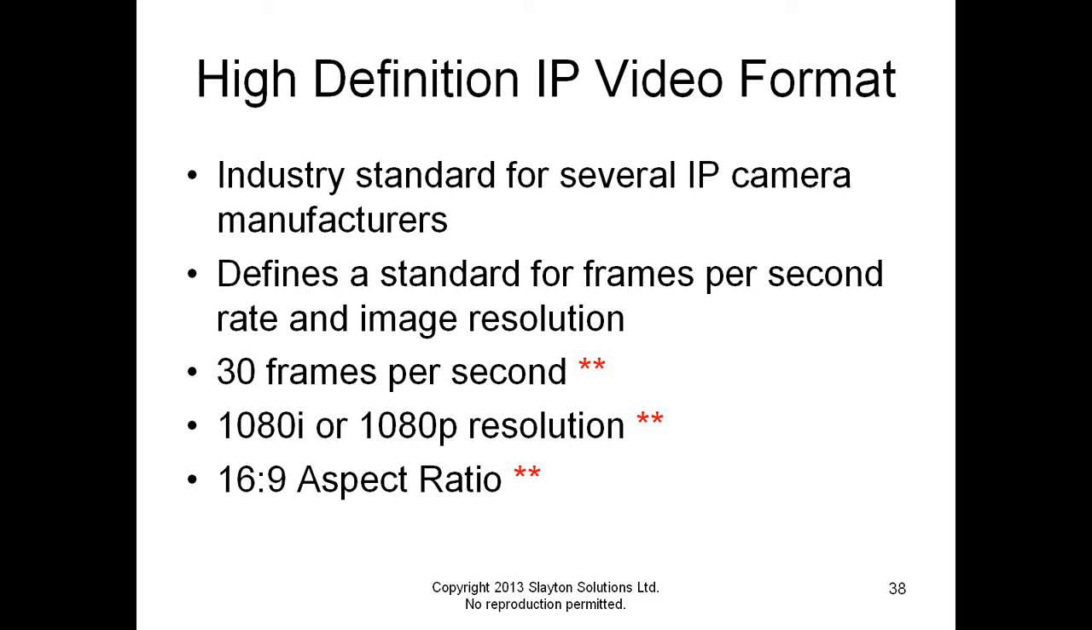So we have a standard for HD IP surveillance cameras. And what this standard sets is that it's going to be 30 frames a second. It's going to be 1080i or 1080p resolution. And the aspect ratio, from how tall the screen is to how wide the screen is, is going to be 16 by 9. Notice that those 3 items have got the red stars on them. You will see those on your ESNT test. You need to remember them.